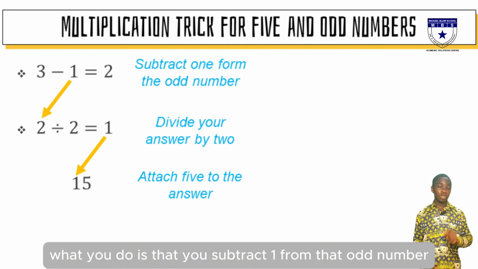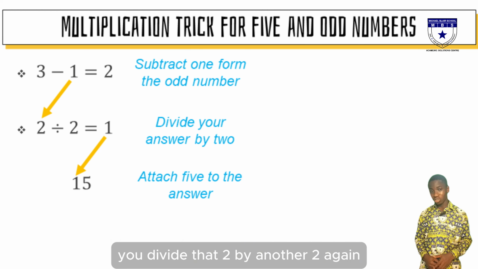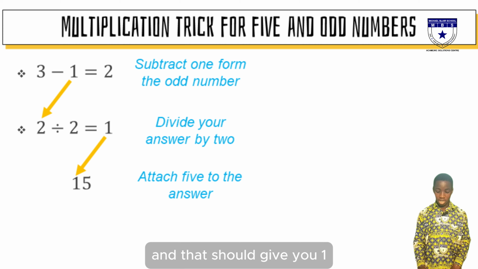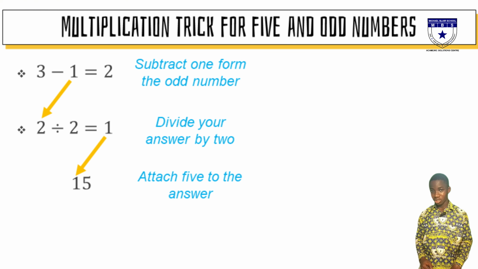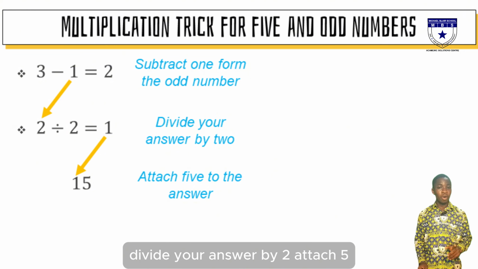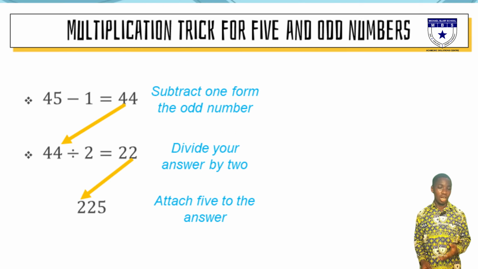What you do is that you subtract 1 from that odd number. So 3 minus 1 leaves behind 2. After subtracting 1, you divide that 2 by another 2, and that gives you 1, and you attach 5. Subtract 1, divide your answer by 2, attach 5.